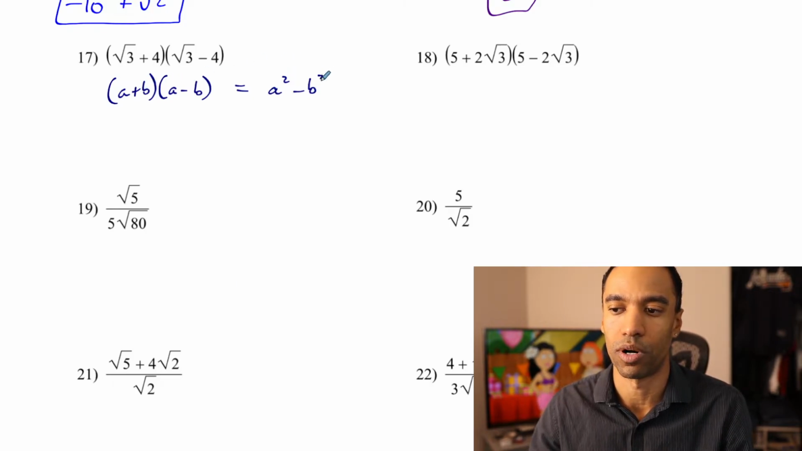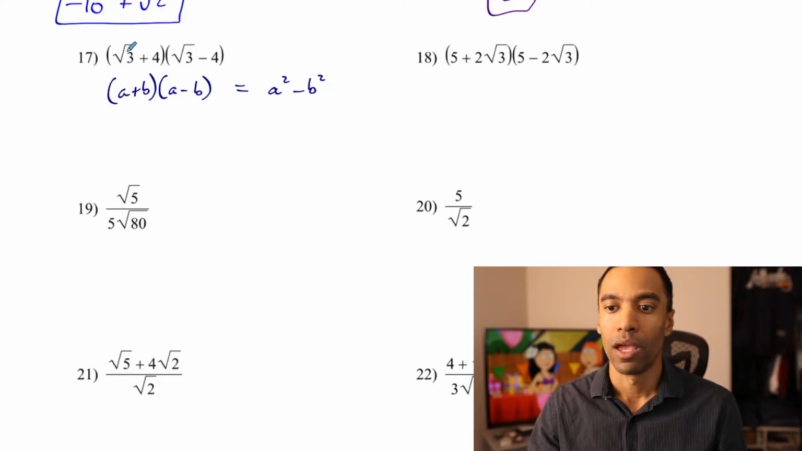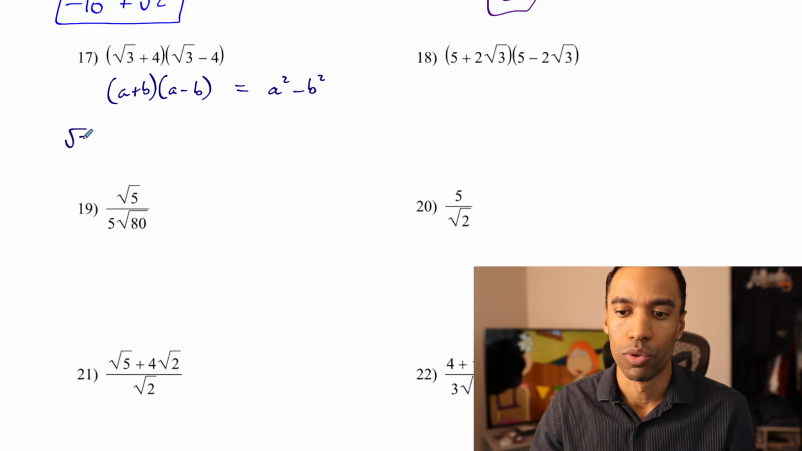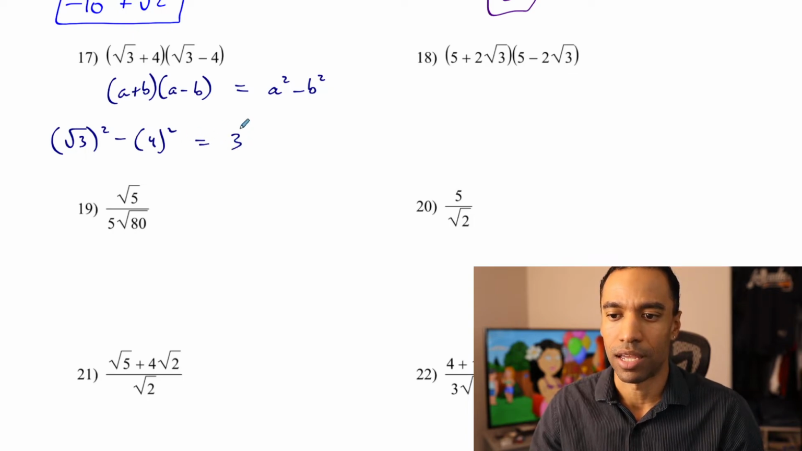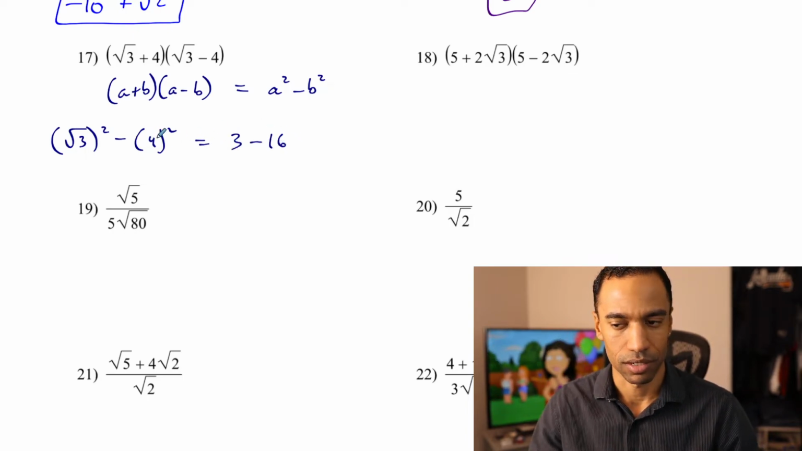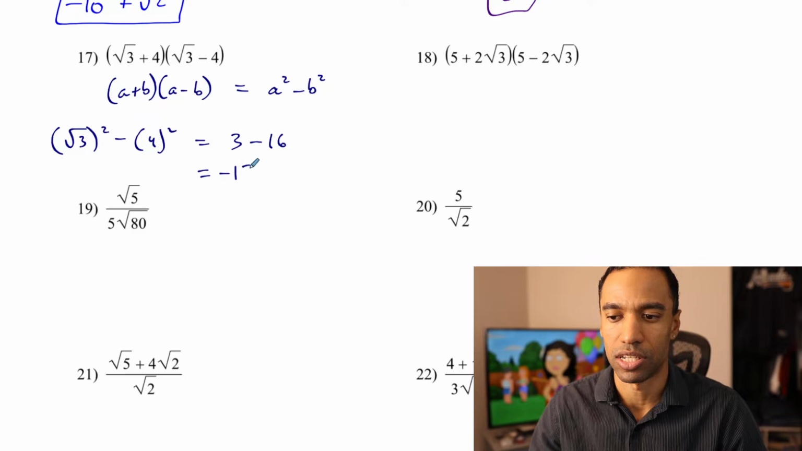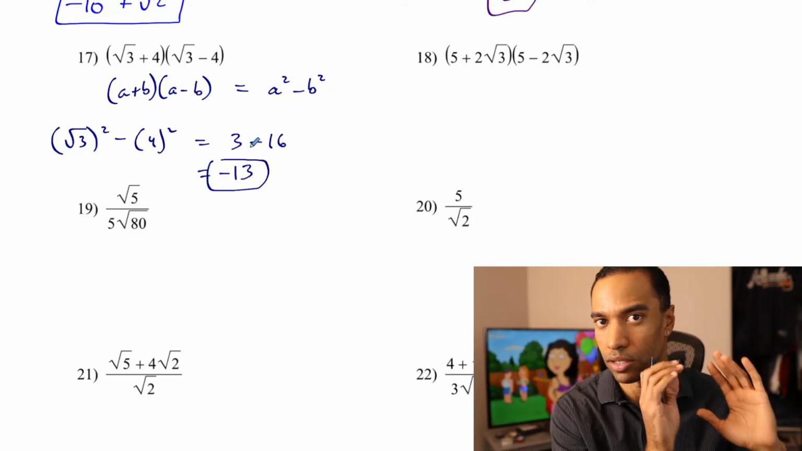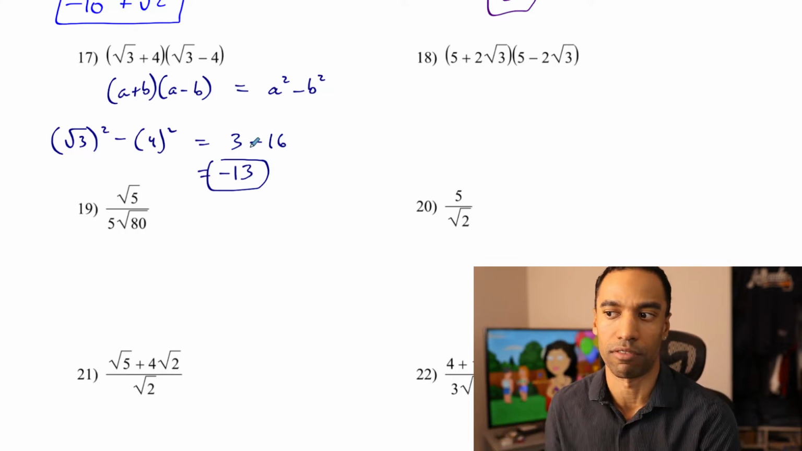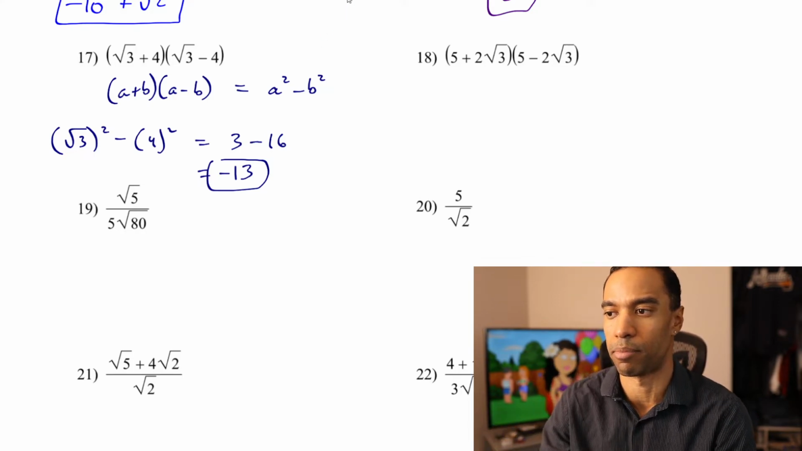This will become a squared minus b squared, where root 3, we're going to be doing root 3 squared minus 4 squared. I have no reason to use parentheses other than just to do it. Root 3 squared is 3, but 4 squared is 16, right? So 3 minus 16 is negative 13. I'm done. You're squaring the first term, you're squaring the last term, and you're subtracting the result in differences of two squares. That's what happens.